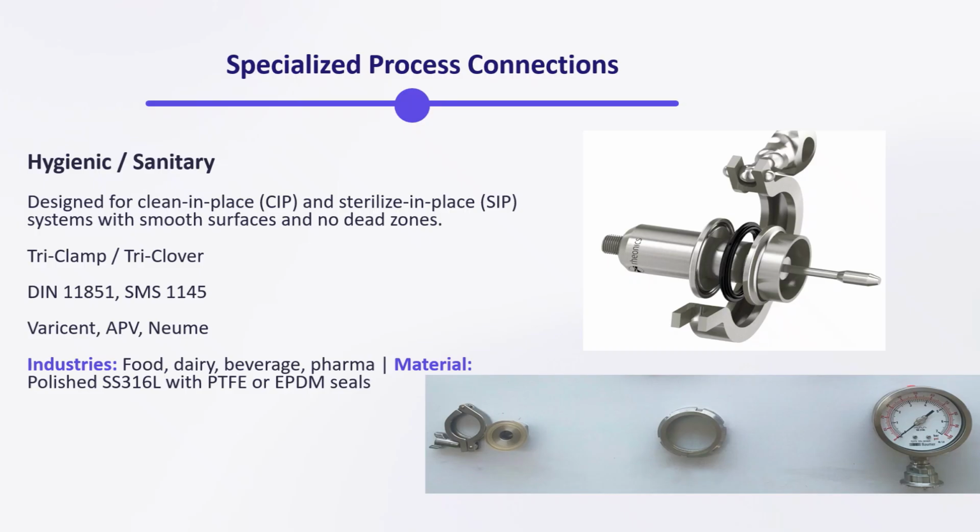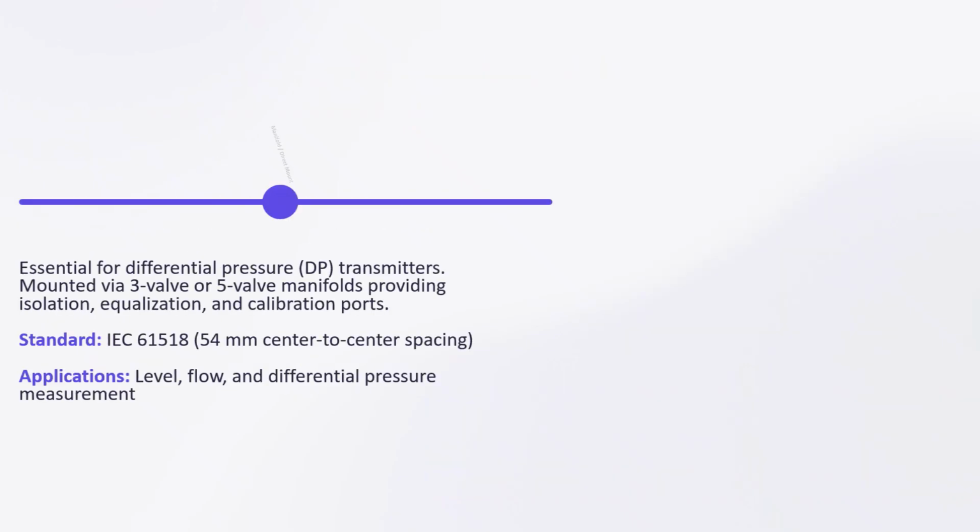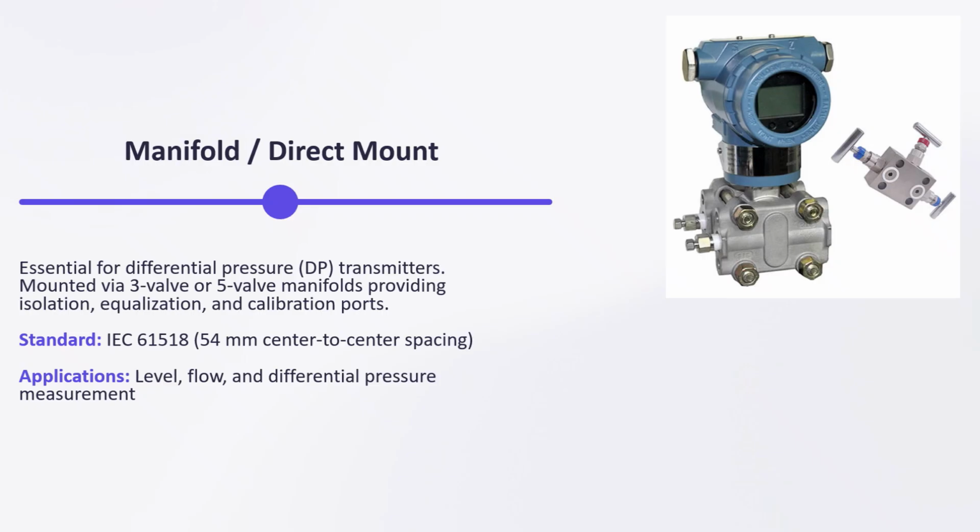D. Manifold direct mount. This type of connection is used in differential pressure, DP transmitters, mounted via 3-valve or 5-valve manifolds. Provides isolation, equalization, and calibration ports. Mainly used in applications like level, flow, and differential pressure measurement.